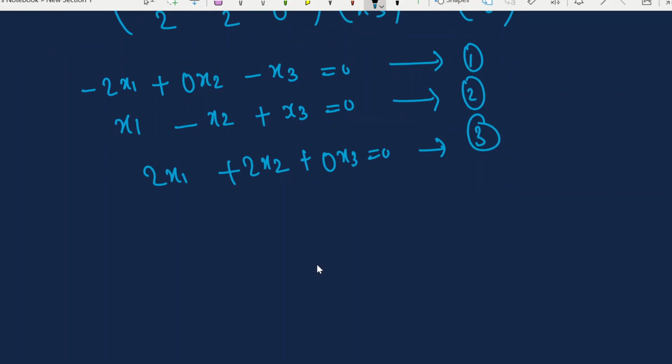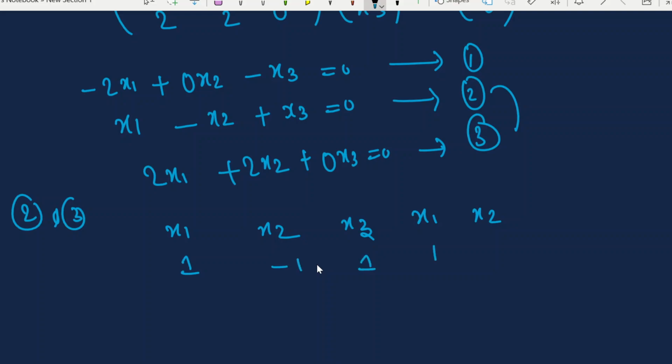Now consider any two equations, either 1, 2 or 2, 3 or 1, 3. Let me take 2 and 3. x1, x2, x3, rule of cross multiplication. And x1, x2: 1, minus 1, 1, 1, minus 1; 2, 2, 0, 2, 2.